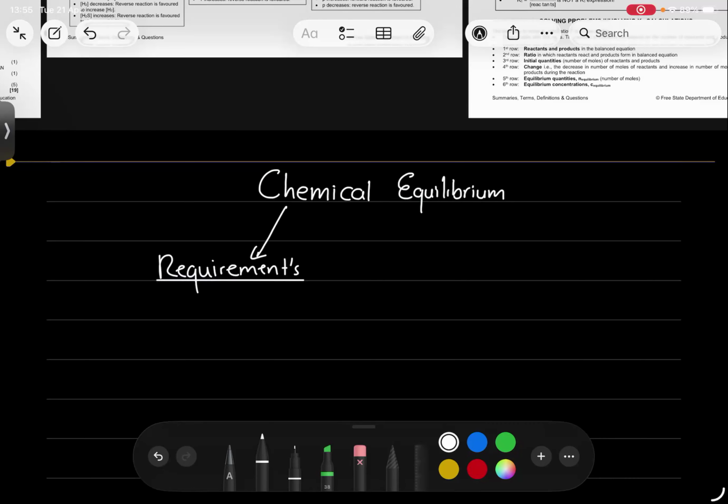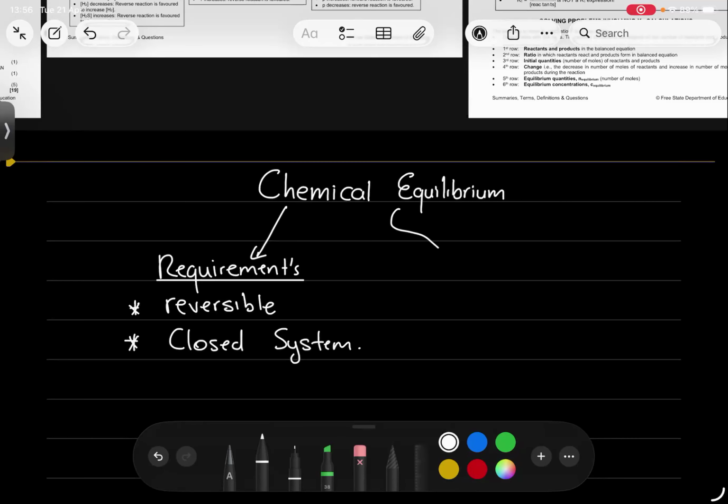You have to understand that the reaction has to be reversible. And number two, the reaction must be in a closed system. We understand each other. The reaction must be reversible and the reaction must be in a closed system. And you should understand that they are the same as the factors that affect the reaction rates, they are the factors that affect the chemical equilibrium.